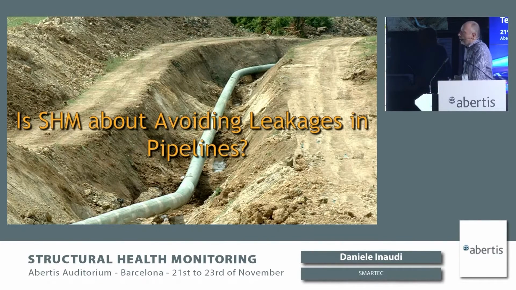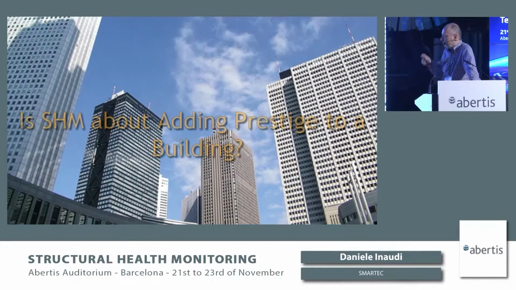In the case of a pipeline, structural health monitoring might be for protecting the environment. We want to avoid spilling oil into the environment. And in this case, the main reason might be the environmental risk associated with that.